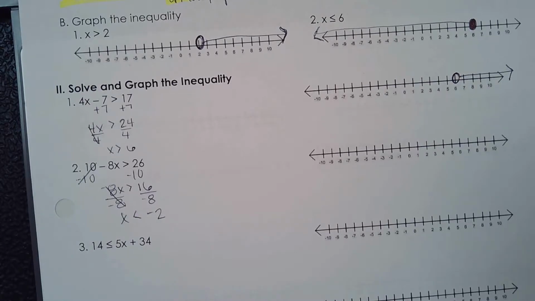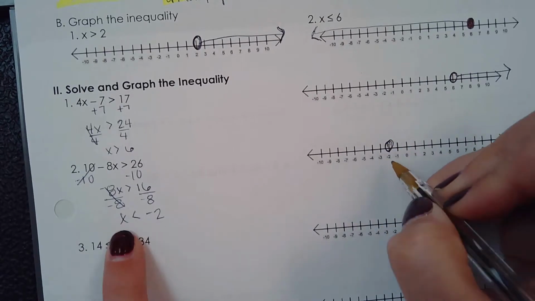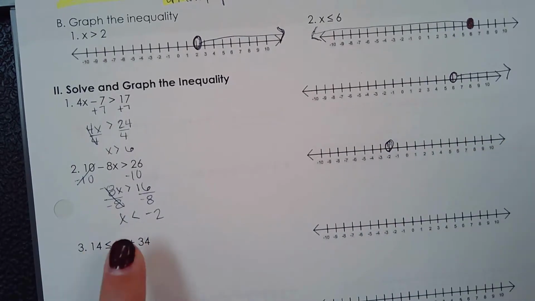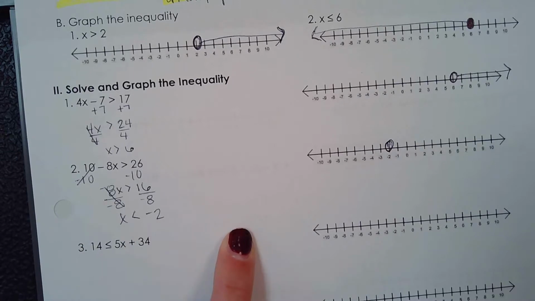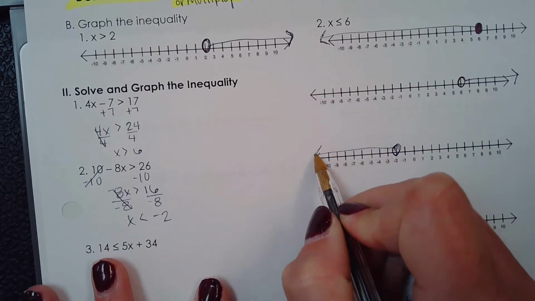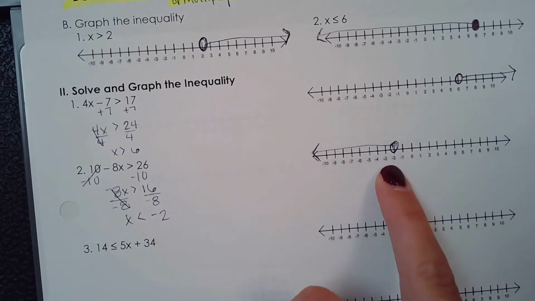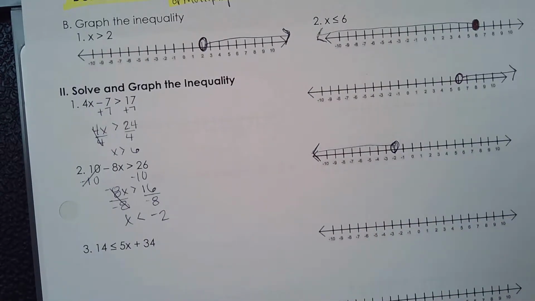So when we go graph that, are we going to have an open circle or closed circle? Open circle at negative 2. And our x is still on the left-hand side, so we're good to shade the direction it's pointing. So do we shade left or right? Left. So that's again showing us that all the numbers that are smaller than negative 2, we could plug in for x and it would still be a true statement.